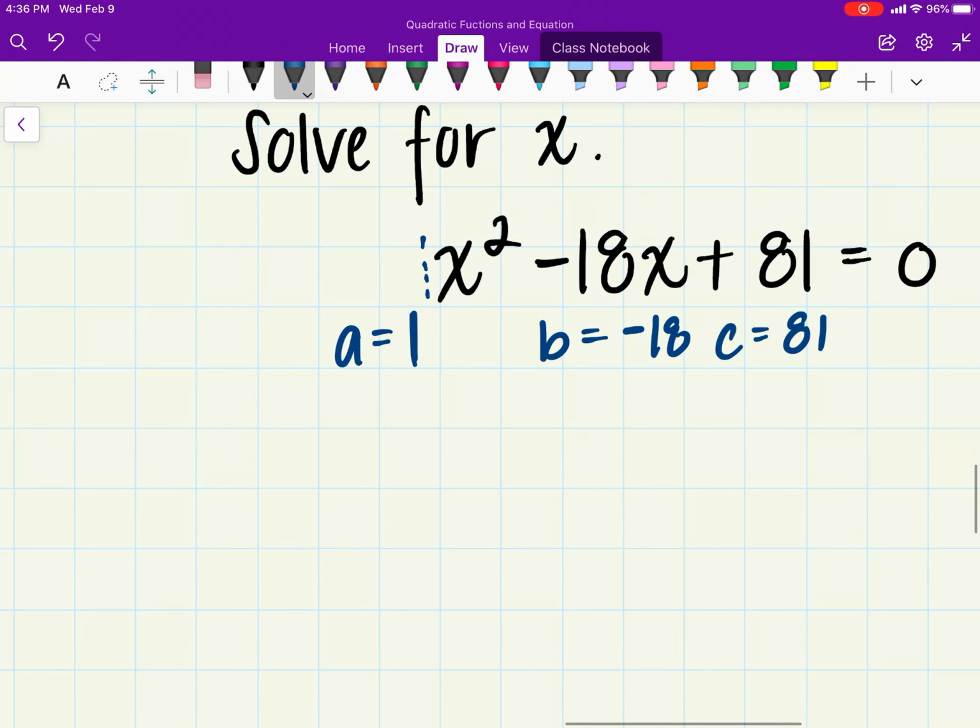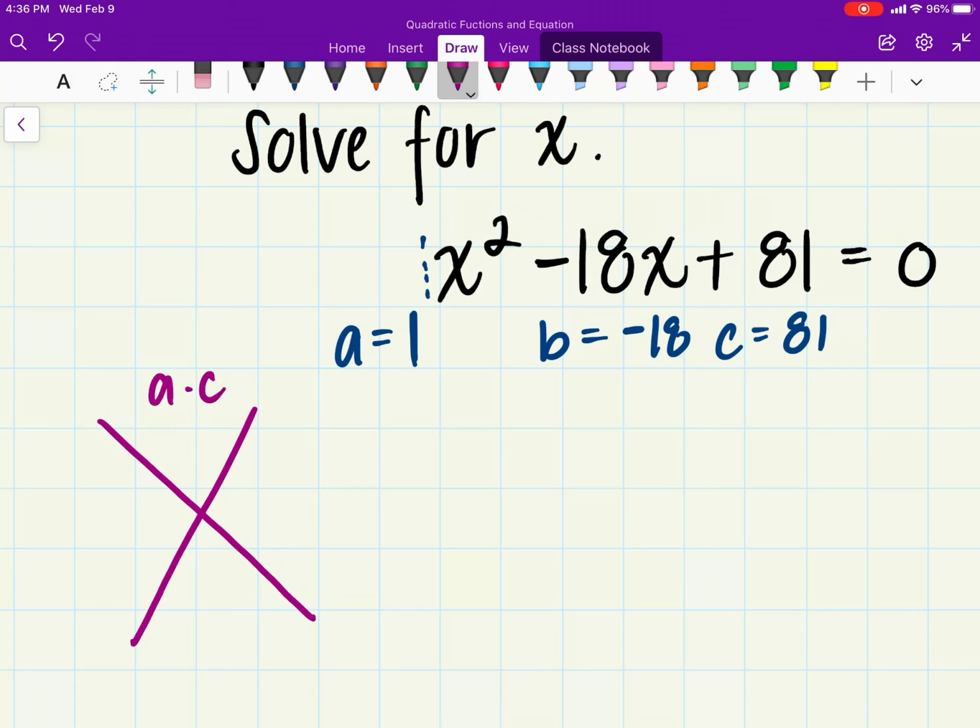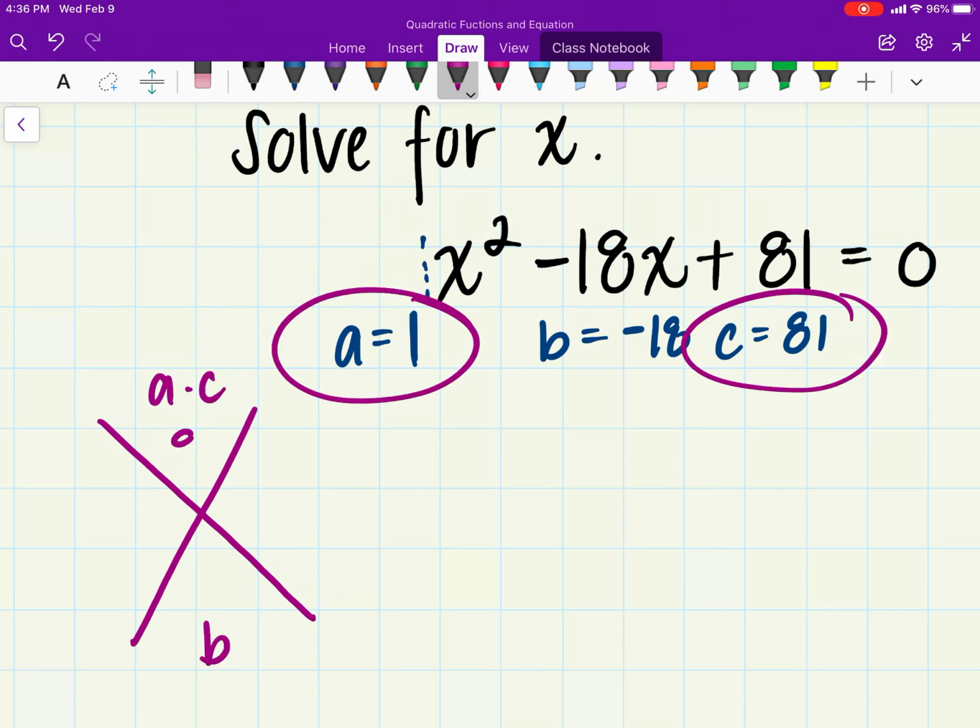So let's go ahead and build our diamond now. I have A times C on top, and I have B on the bottom. A times C is going to be 81, and B in this case is going to be negative 18. So let's think of two numbers that multiply to an 81, and at the same time, add to a negative 18.